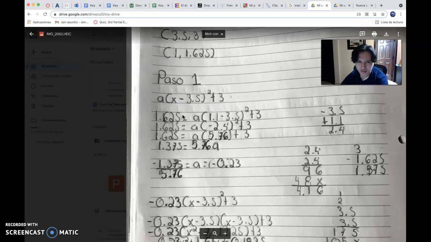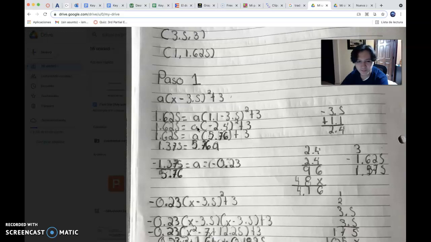I do it. Then I put the point's y in place of the function, and I put the x in place of the x that is inside the parentheses. I do it, and then I solve for a.